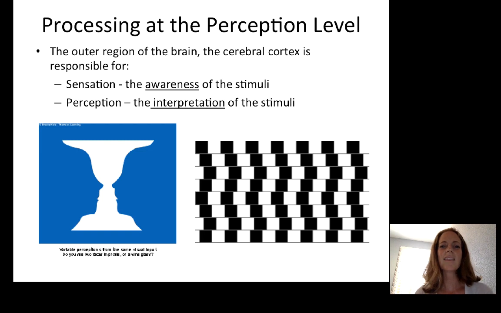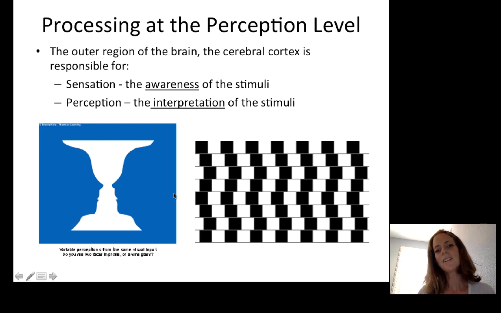So processing at the perception level is really about the sensation or the awareness of the stimuli and the interpretation of those stimuli. Here's another one for you. When you look at this blue and white image, do you see a vase or do you see two faces? So now that I've said faces, can you see the profile of the woman's face here? Or if I say vase and tell you just to focus on the white, you may just see the vase.